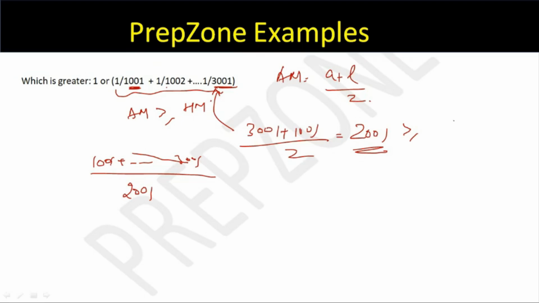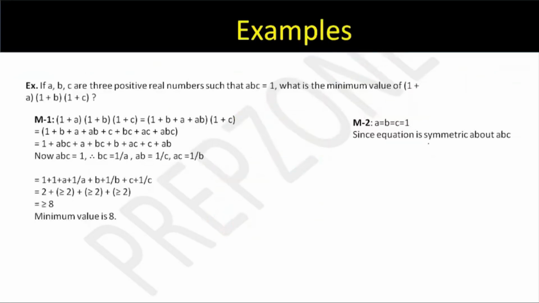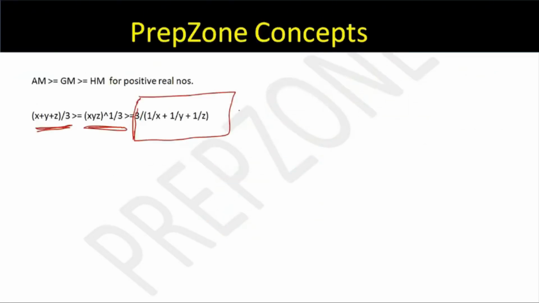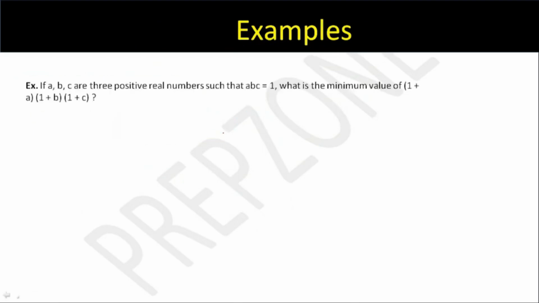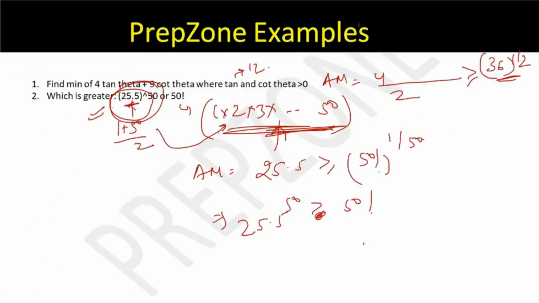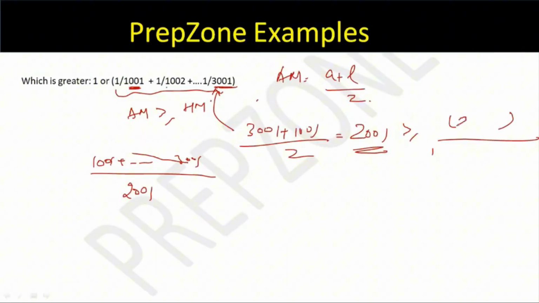HM will be 1 by 1000 plus. No. How do you write HM? Yeah, this one, sorry. AB by A plus B. So it's like that. How do you write HM? Okay. Number of terms upon the sum of the reciprocals of the terms, right? Yeah. So how many terms are here? 2001 terms. There are 2001 terms divided by the sum, till 1. So does this get cancelled? What do you get? This is greater than or equal to 1, right?